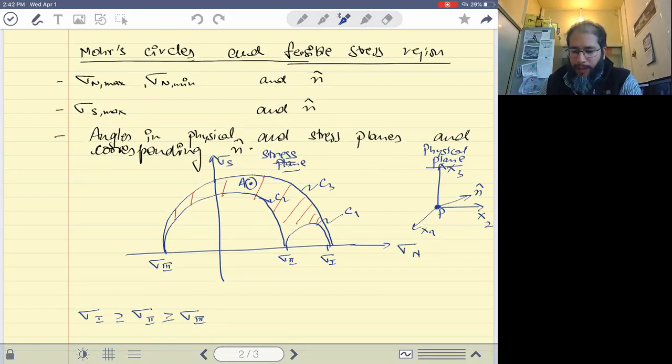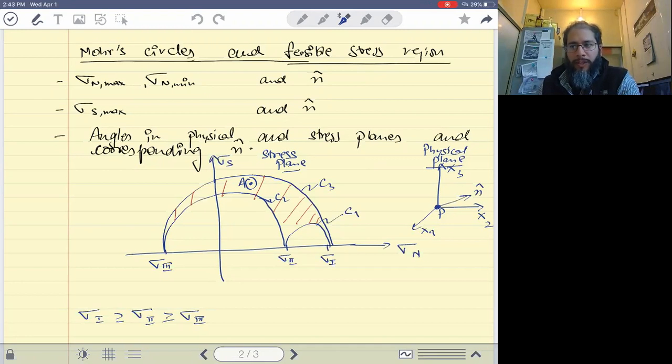So stress plane is that plane where I draw the feasible stress region in the sigma n, sigma s plane, and the physical plane is where the point P actually exists, and we draw the normals or the corresponding cutting planes to that normal. We are not drawing the cutting planes anymore, but I believe that we've discussed it enough number of times.